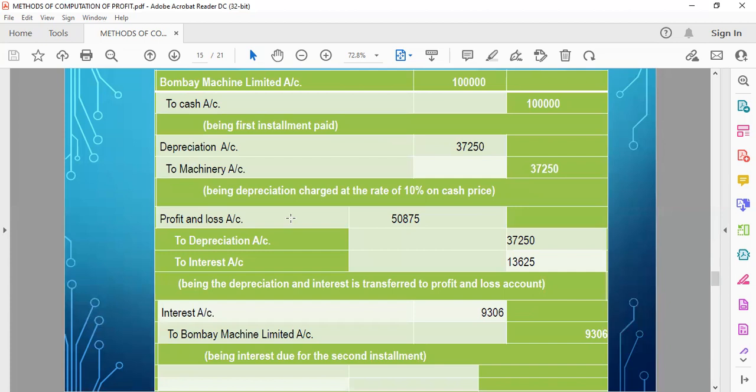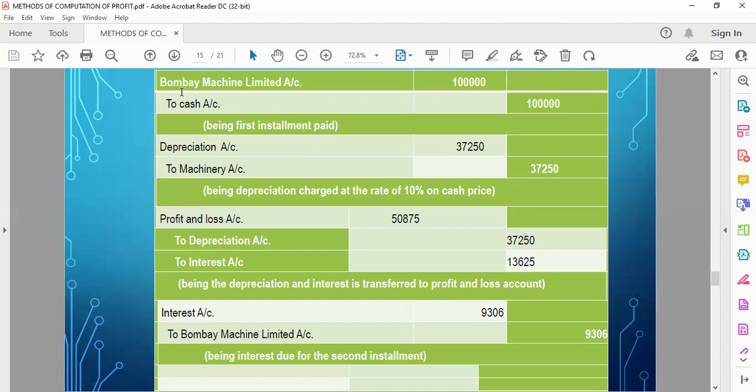To write the journal entry for the first installment payment: Bombay Machine Limited account debtor to cash account. How much is the amount we are paying for the first installment? 1 lakh rupees, right? Including the first installment amount plus the interest. We are paying the 1 lakh rupees. So the journal entry is Bombay Machine Limited account debtor 1 lakh rupees to cash account 1 lakh rupees, being first installment paid.